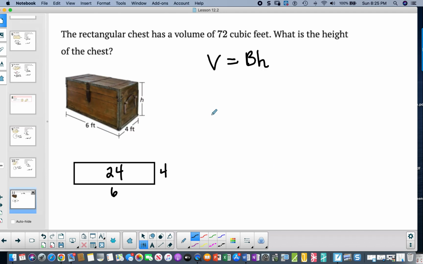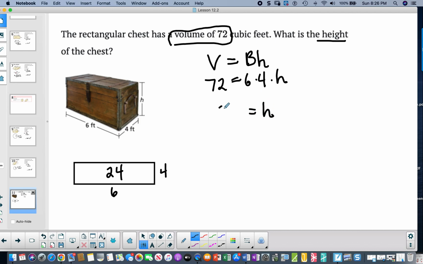Let's take a look at being given the volume and being asked to find the height. So it's a backwards problem. Again, the shape of the base is a rectangle. It's 6 by 4, so the area of the base is 6 times 4. We don't know the height, but we do know the volume is 72. And when we solve, we're going to get 3, and we'll label it feet.